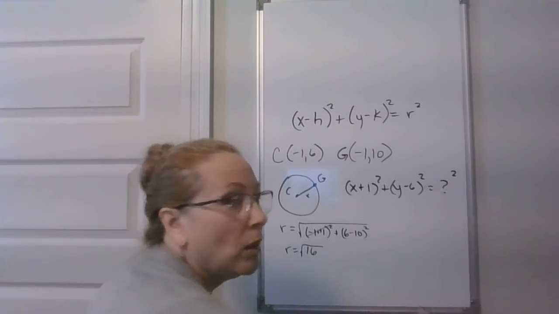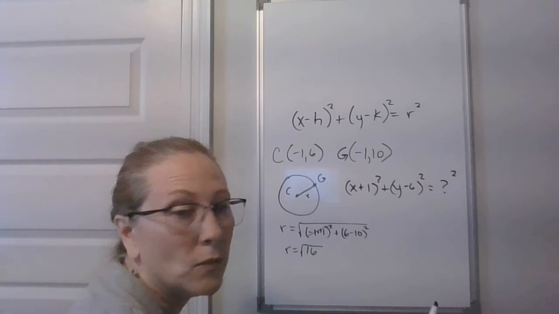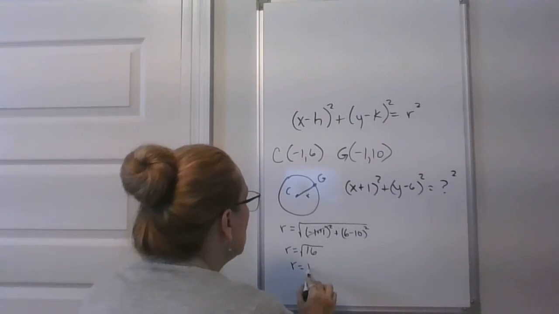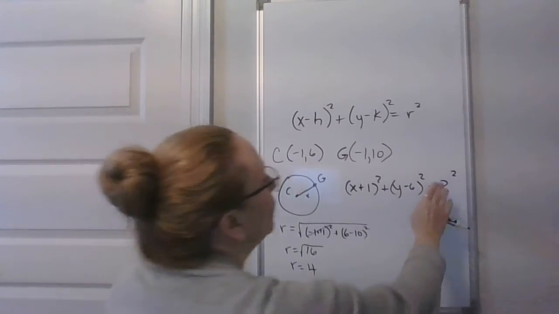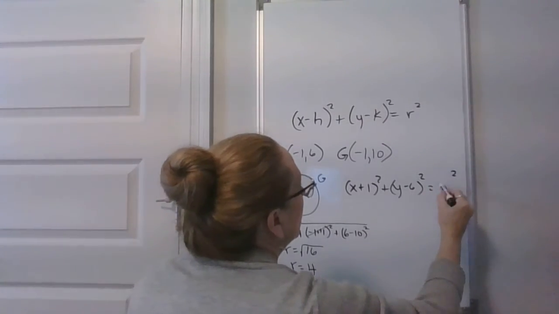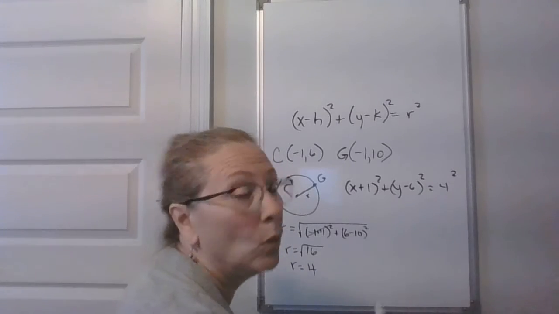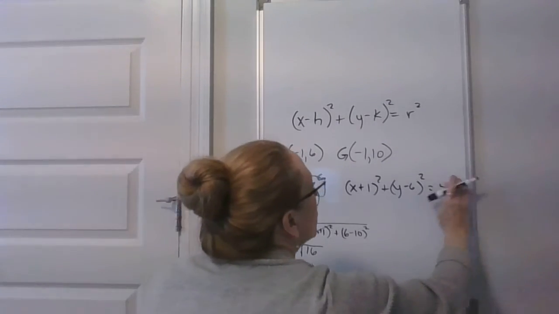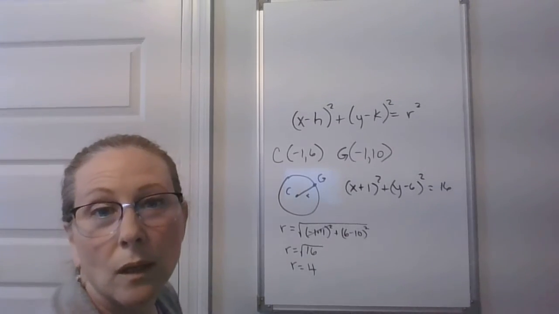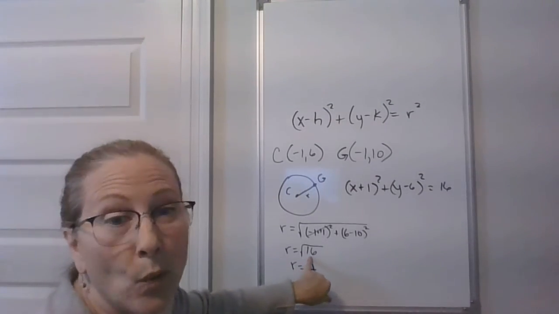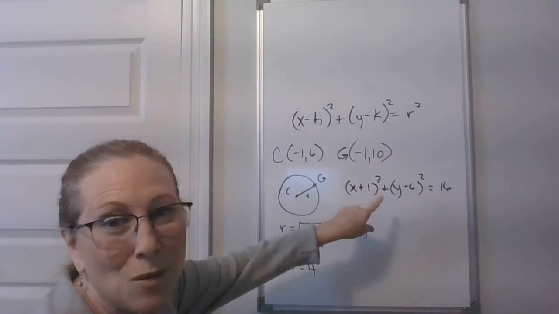And well, the square root of 16 is a perfect square. So the radius is 4. So that means if we're plugging in 4 squared, what number belongs there? 4 squared is 16. Okay? All right. And yeah, that's no coincidence that that 16 is the number. Okay?